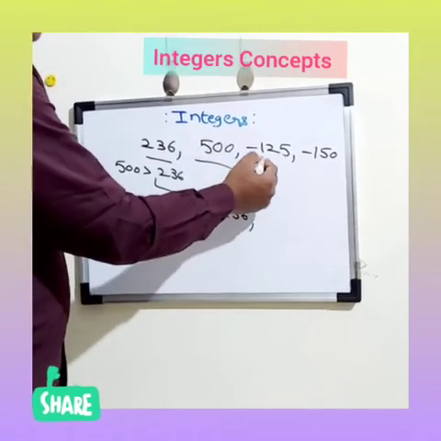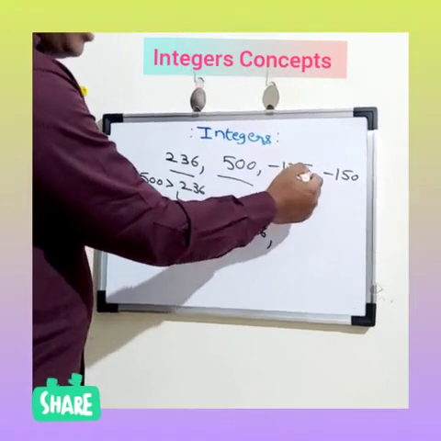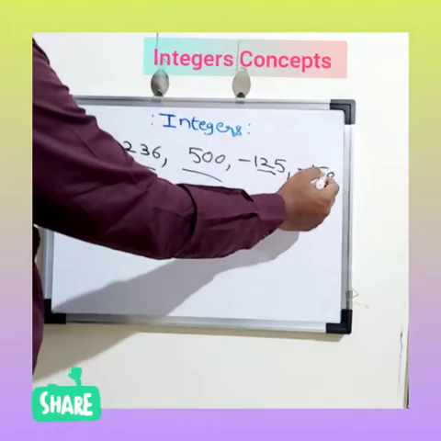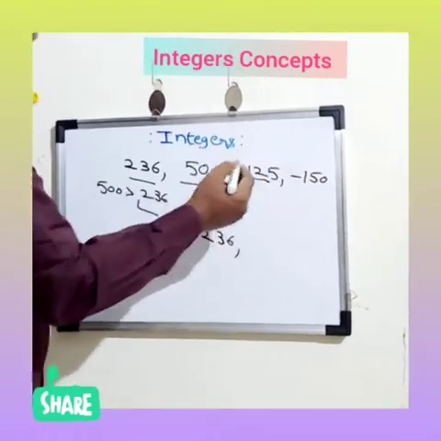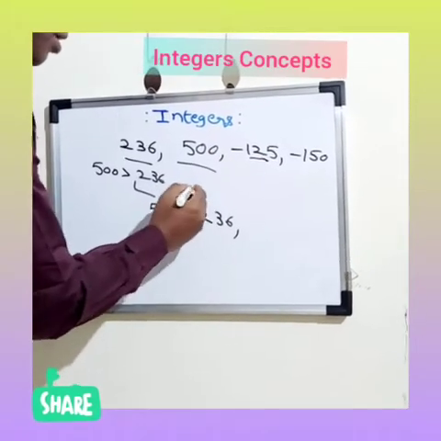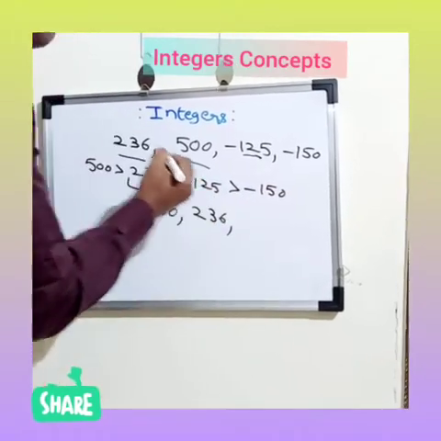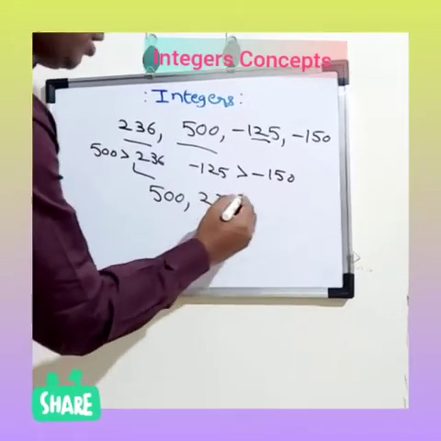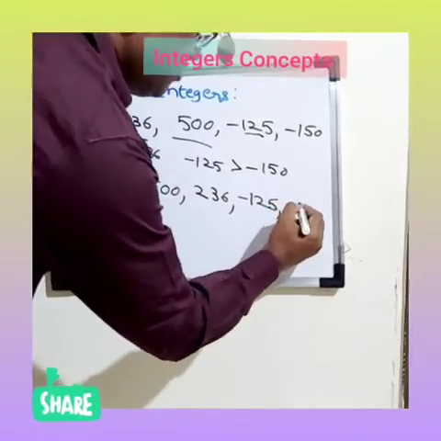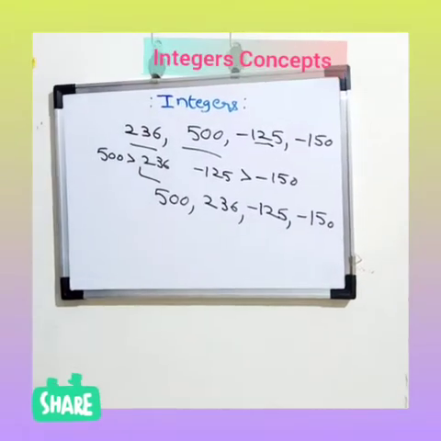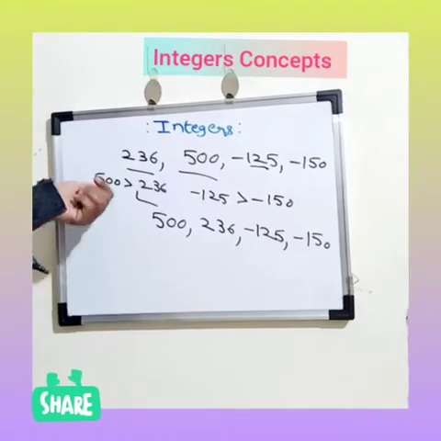In negative numbers, the number with the smaller value after the minus sign is greater than the number with a bigger value after the minus sign. So here minus 125 is greater than minus 150, because of the negative symbol. So what number will come next? Minus 125. And the next number? Minus 150.